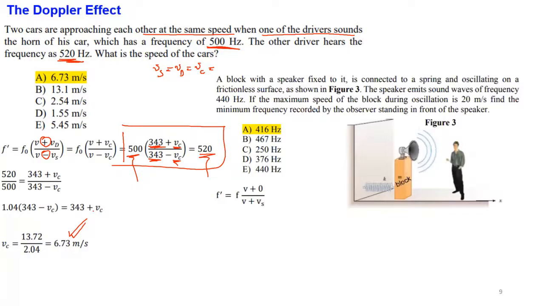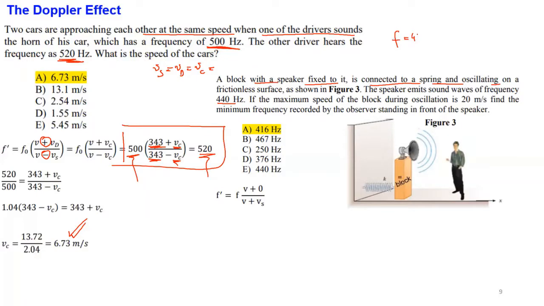Okay, this is a very interesting problem, and you can do a lot of things with it. So what is this problem about? We have a block with a speaker fixed to it. It is connected to a spring, and it's oscillating on a frictionless surface as shown. So this block has a speaker, and it's having simple harmonic motion, back and forth. The speaker emits a sound wave at a frequency. This is the true frequency, right?